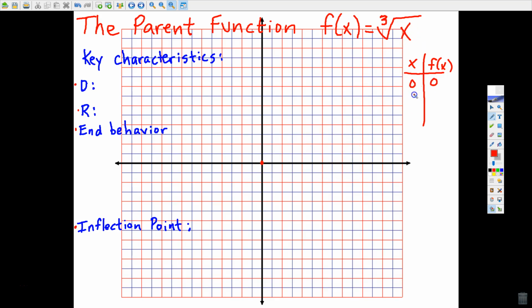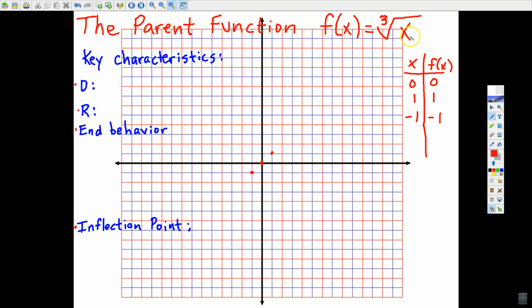If I input 1, f of 1 is 1. The cube root of 1 is 1. Now, unlike the previous lesson when we were doing the square root function, and we had to be careful that the number under the radical did not end up being a negative number. Remember, that would not be real. That's not true today, because when you do cube roots, it is possible to take the cube root of a negative number and get a real number output. The cube root of negative 1, for example, is negative 1.